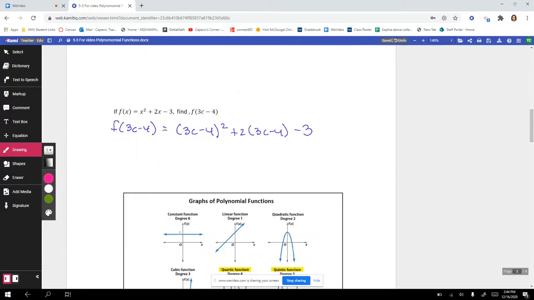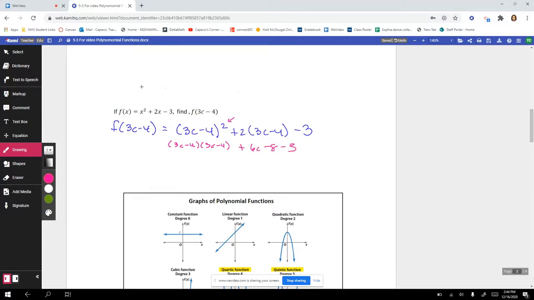Now we're going to look at some functions. We have f of x is equal to x squared plus 2x minus 3, and we're going to find f of 3c minus 4. Now you've done this before, in Algebra 1, we're going to square this binomial, which is going to make things a little bit more involved. So I'm going to rewrite that. We have 3c minus 4 times 3c minus 4. And when I distribute that 2, I get 6c minus 8, and then minus 3.